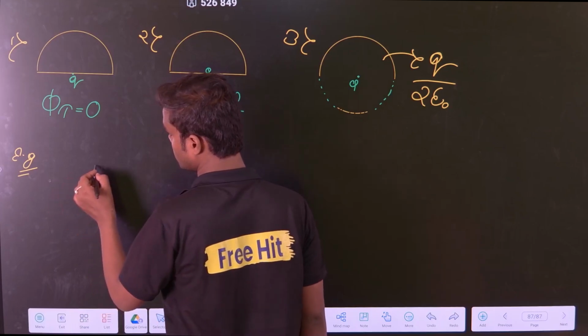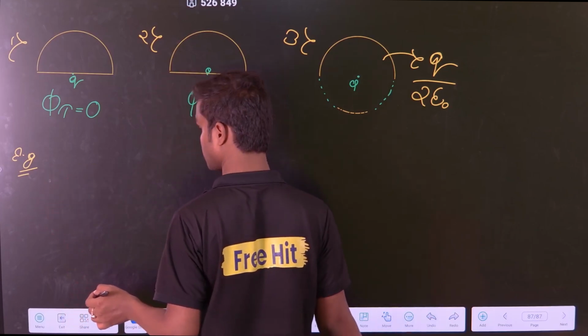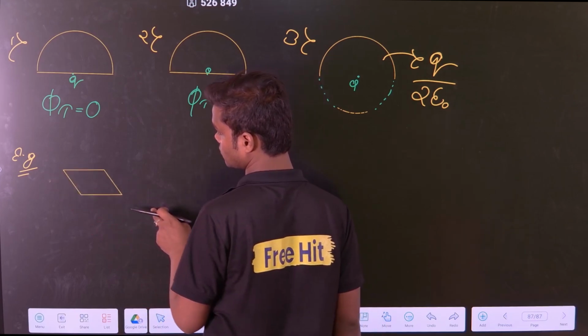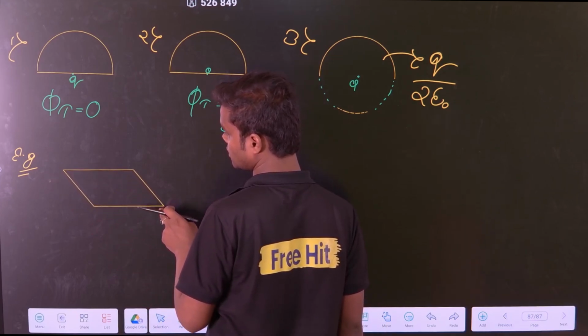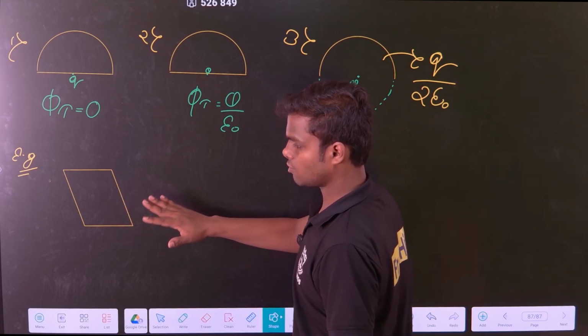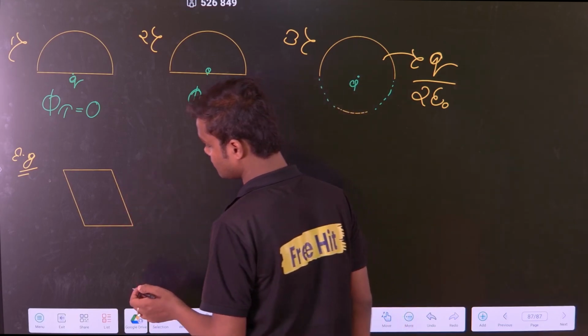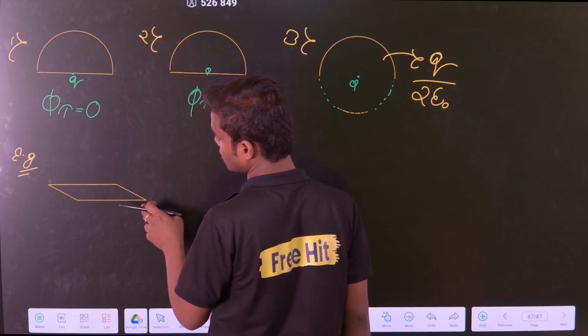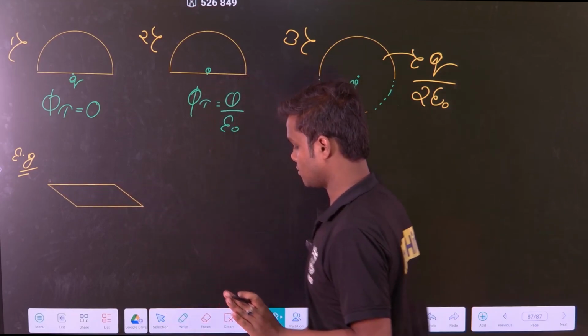We can do one more thing. Suppose this is a square plate only, okay? It is a square plate. It is not anything else. Let me draw it properly. Okay, this is a square plate, correct?